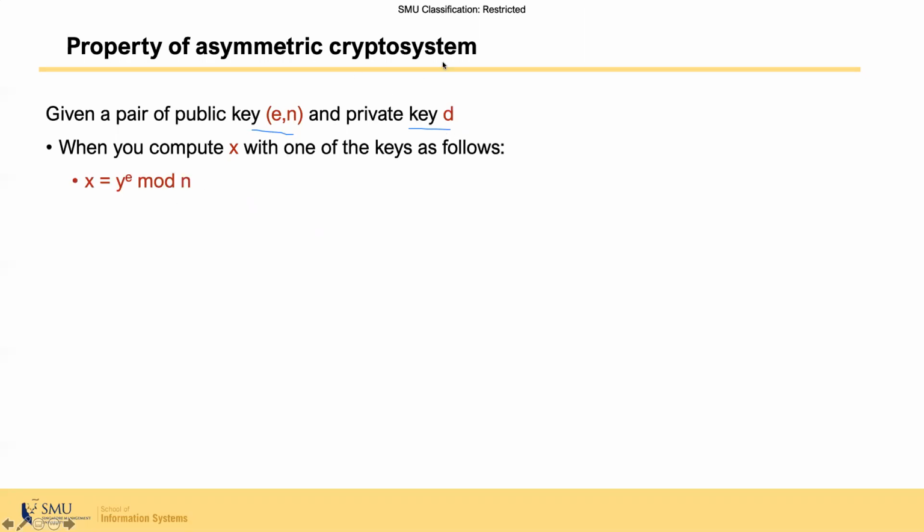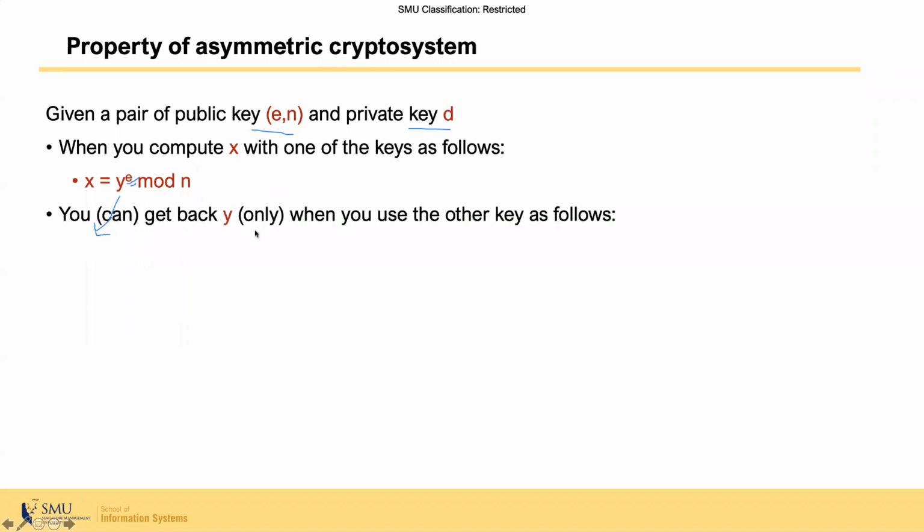So here I'm using E to compute X over Y. And this key property of asymmetric cryptosystem ensures that you can get back Y when you use the other key that you didn't use here. Okay, here you use E.